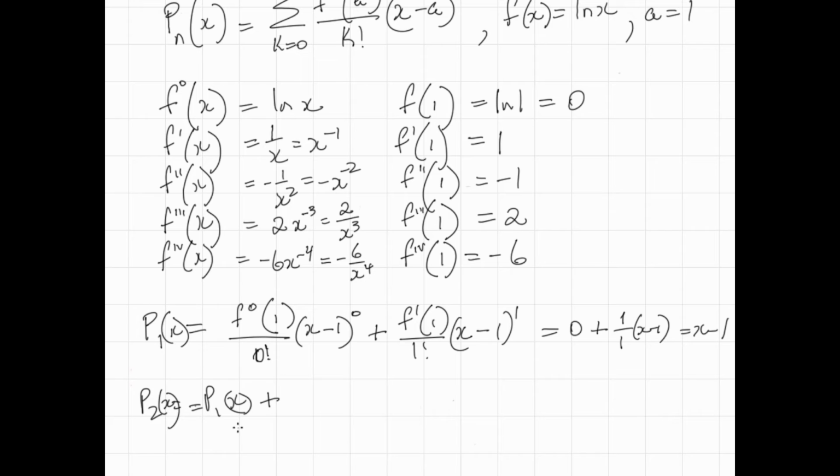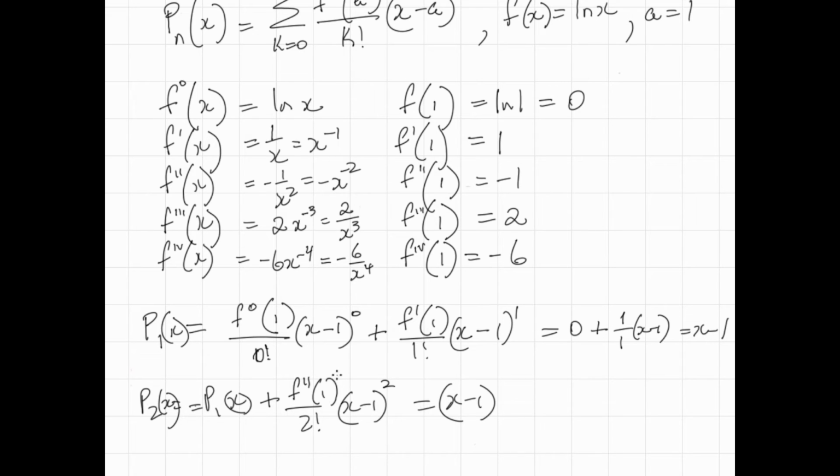So it'll be just the first order plus the next in the sequence here, and we get f double dash 1 over 2 factorial, x minus 1 to the power of 2. What is the first order? It's just equal to x minus 1.